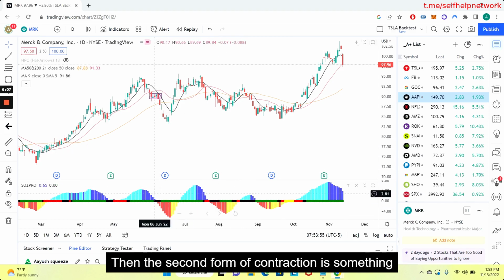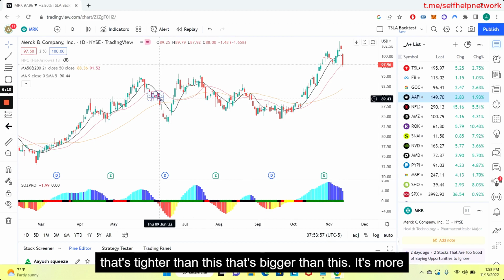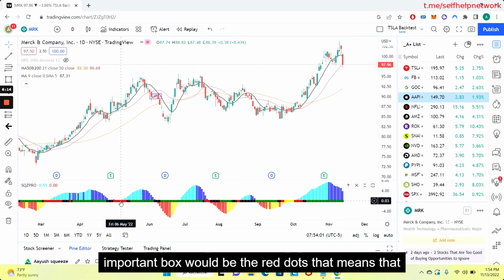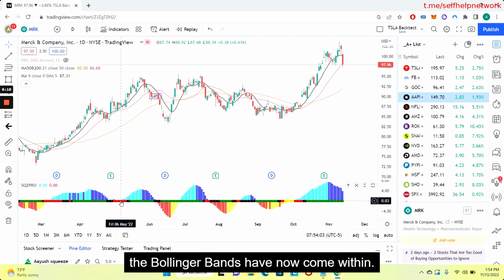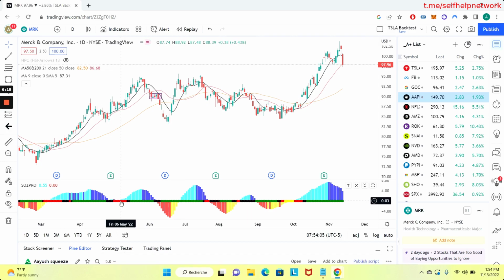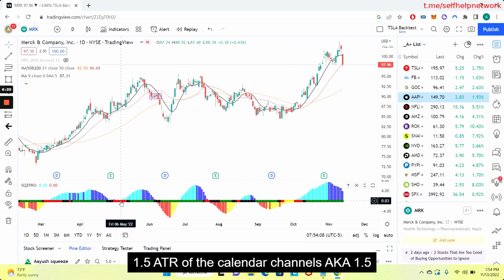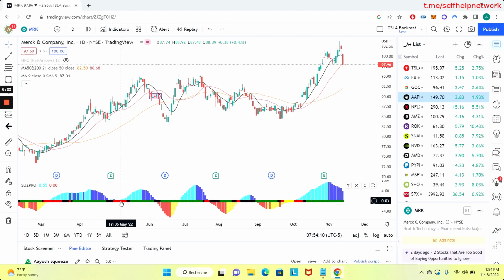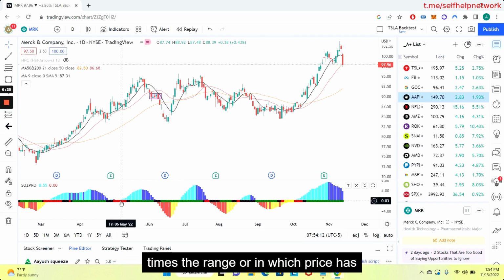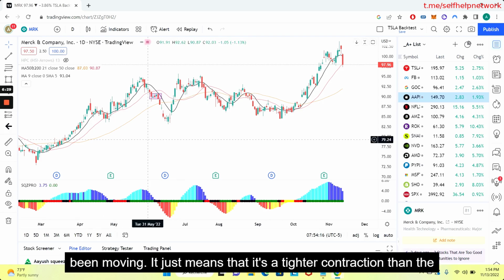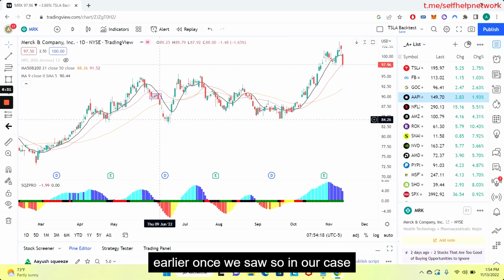Then the second form of contraction is something that's tighter than this, that's bigger than this. It's a more important box, and it would be the red dots. That means that the Bollinger Bands have now come within 1.5 ATR of the Keltner channels, aka 1.5 times the range in which price has been moving. It just means that it's a tighter contraction than the earlier ones we saw.